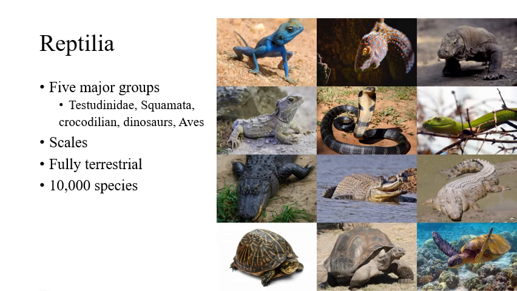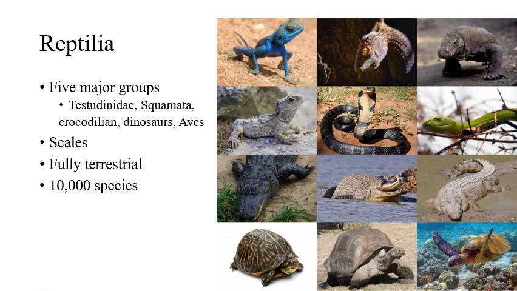So we're going to talk about reptiles next. There's a couple major groups within reptiles. Testudines, which is the turtles and terrapins and stuff like that. Squamata, which is the lizards and snakes. The crocodilians. The dinosaurs, which is actually 2 subgroupings of dinosaurs, but we don't get into that. And then last but not least, Aves, which is the birds. So it's important to remember that birds are actually reptiles. They're grouped with the reptile clade, and they have more in common with reptiles than they do with mammals.